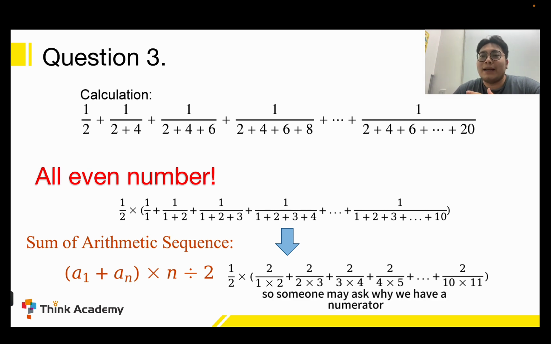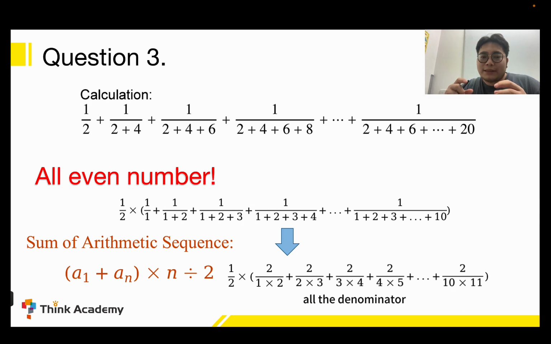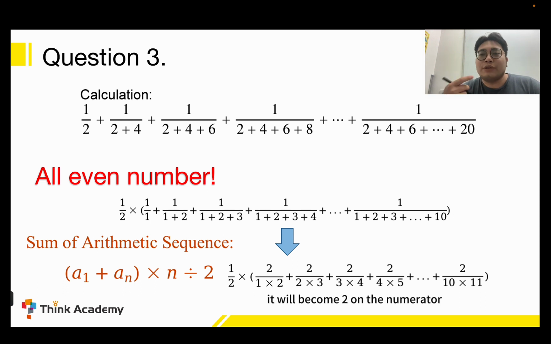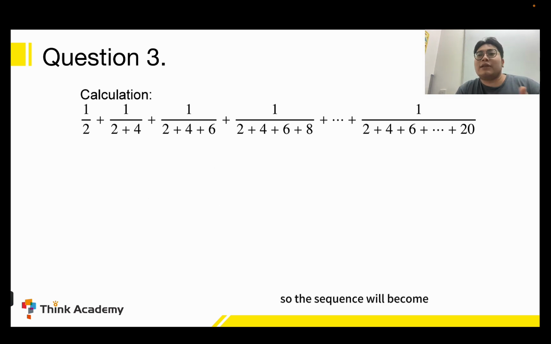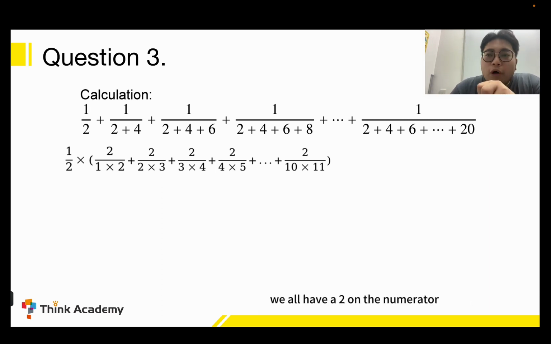So someone may ask why we have a 2 on the numerator. That's because of dividing by 2, right? All the denominators have a common divisor of 2. So dividing by 2 on the denominator is just a flip to the numerator. It will become 2 on the numerator. So the sequence will become 1 over 2 times this part inside the bracket. So you can observe it, we all have a 2 on the numerator.